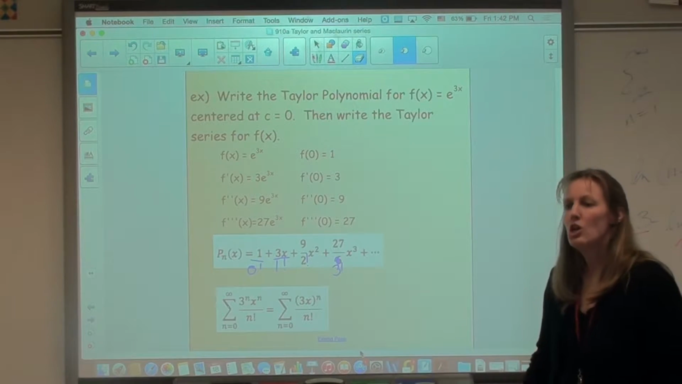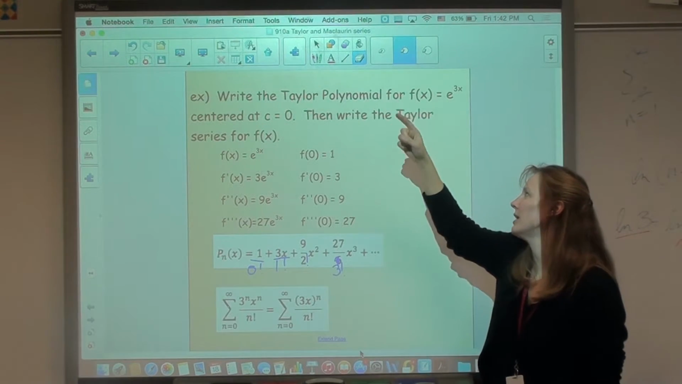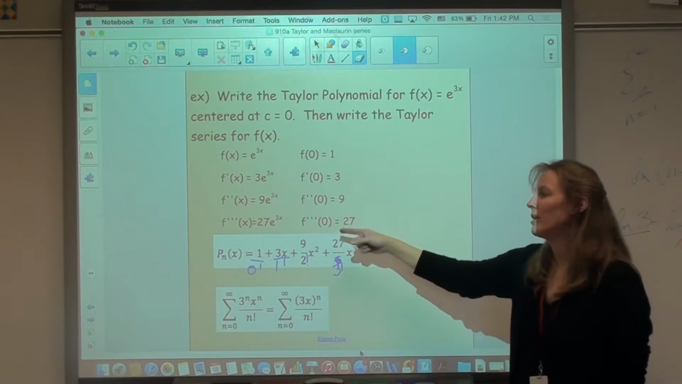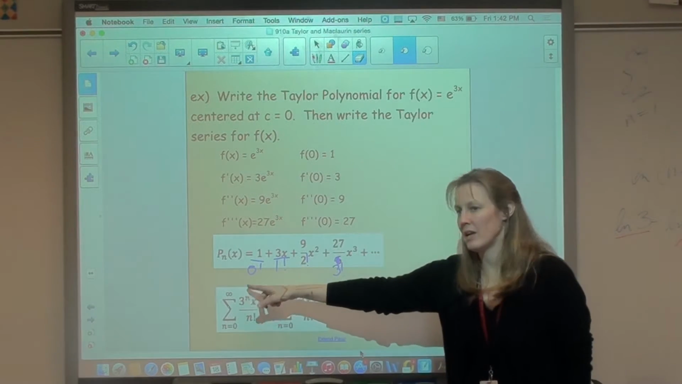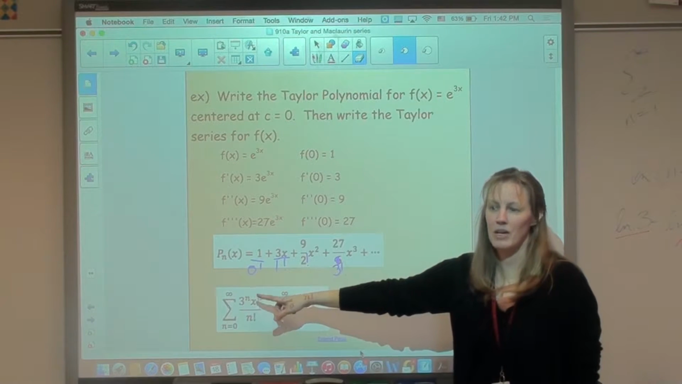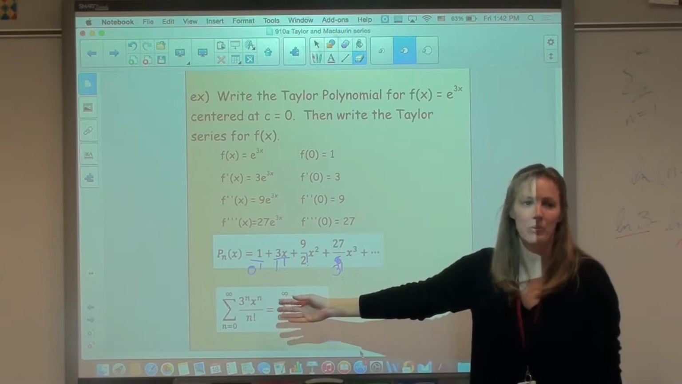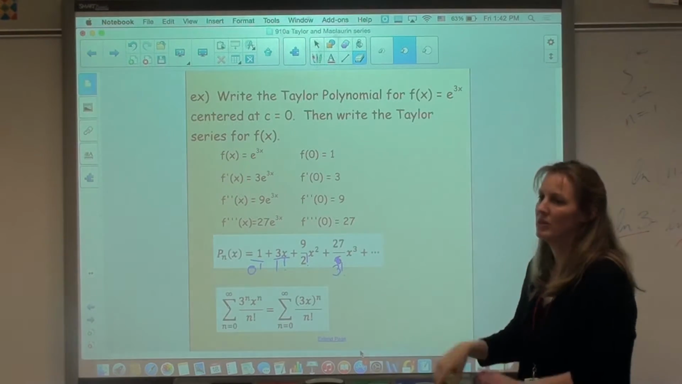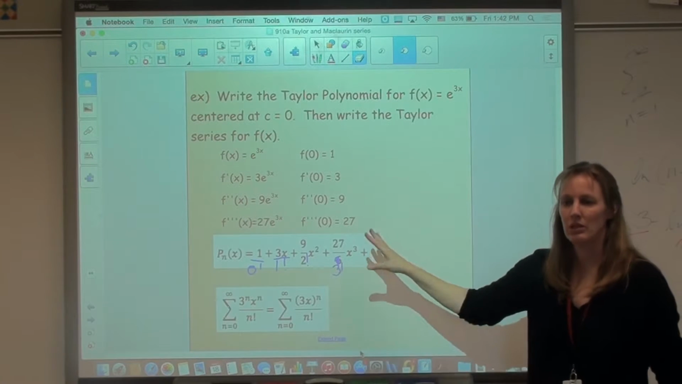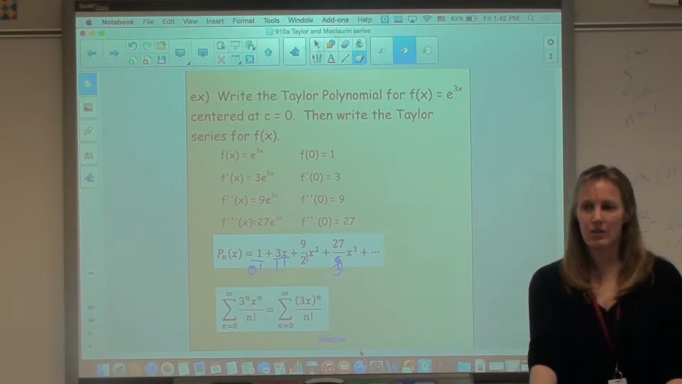Does that make sense? So the whole point of going from a Taylor polynomial to a Taylor series is that you've got to write the polynomial first, because you can't just put f to the n of c here. You have to actually have a function, a representation of it. So if you write out the polynomial, then you can see the pattern and put it into your series. And that's how it's going to be presented on your test.